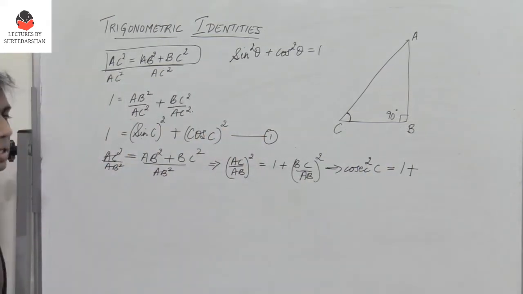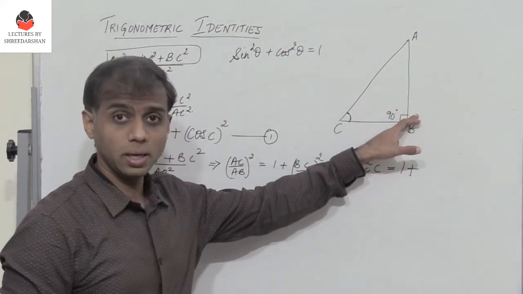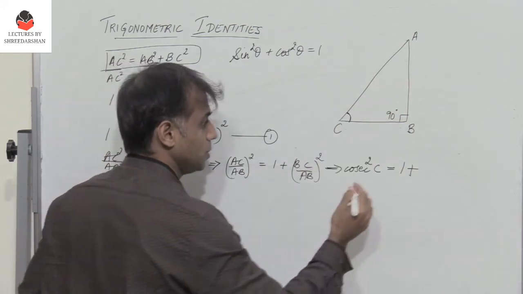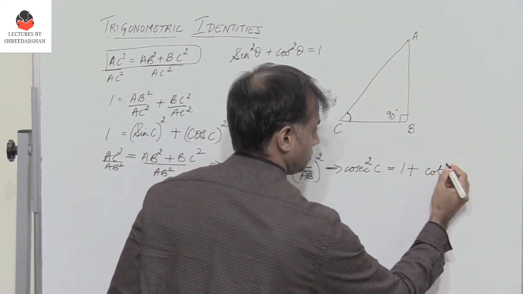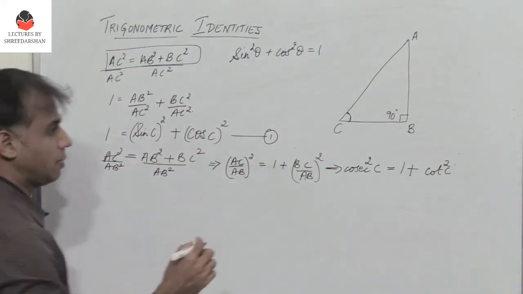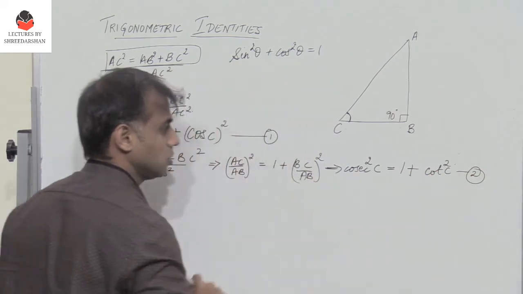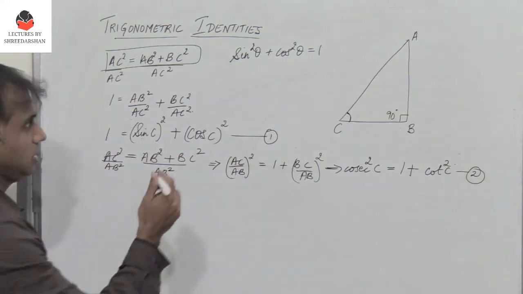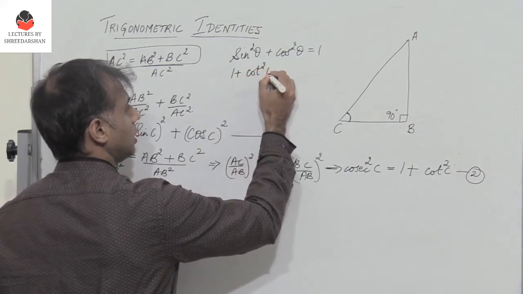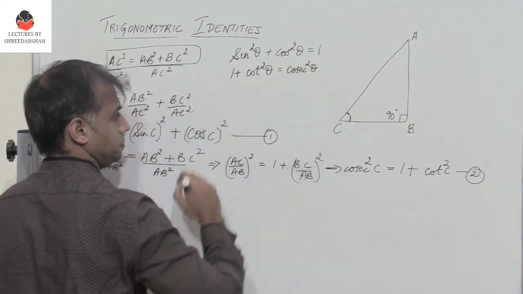Now what is BC by AB? BC is the adjacent side divided by the opposite side, and the adjacent side divided by the opposite side is cot C the whole square. So we have the next expression which says 1 plus cot square C equals cosecant square C. So 1 plus cot square theta in general is cosecant square theta.